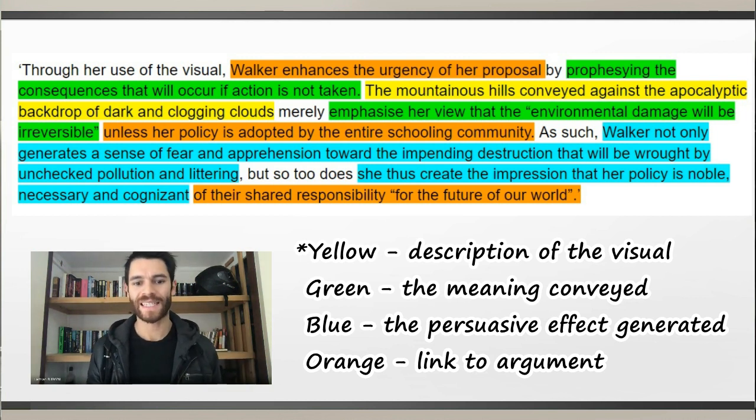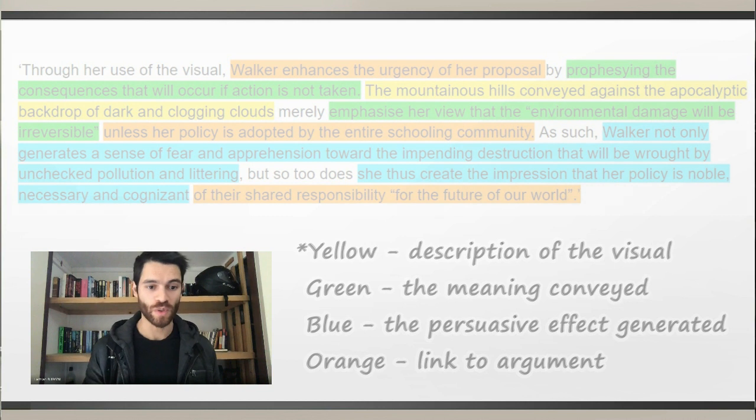Now, I didn't necessarily go through those things one by one. Green and orange, for example, they alternate, but holistically, that's the approach that I tried to take. That's the information that I intended to discuss. And that's what you need to do.